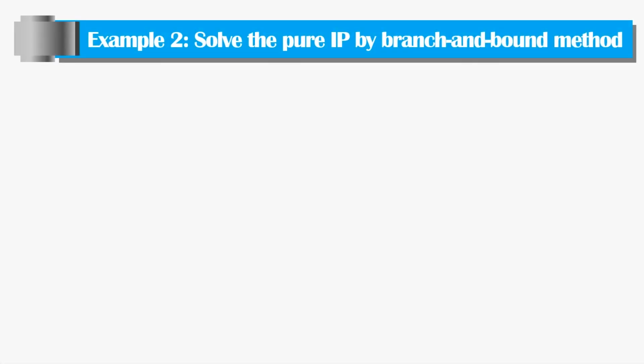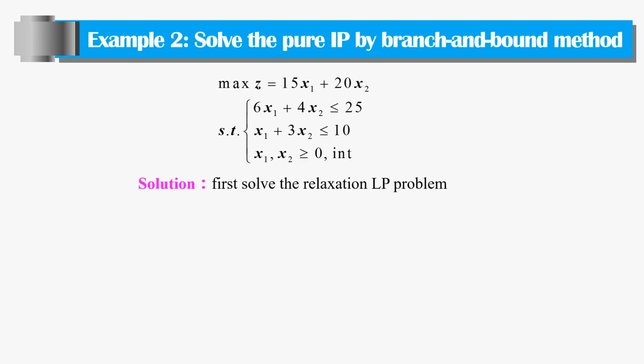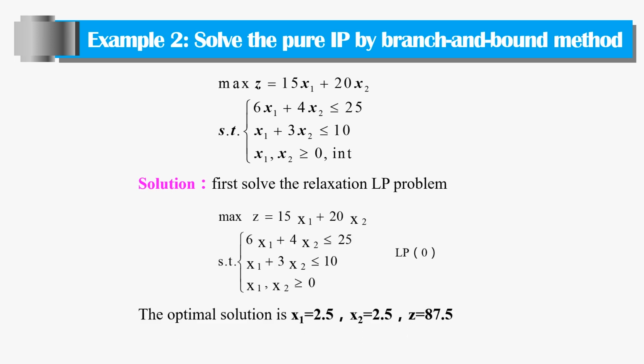Now we introduce example 2. Solve the pure IP program by the branch and bound method, and the procedure is similar. We note in this program, x1 and x2 are all integer variables, so this program is a pure IP program. First, we solve the relaxation LP program. We delete all the integer restrictions. We get this LP program.